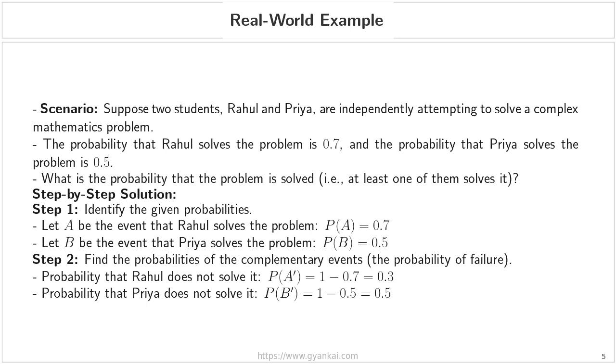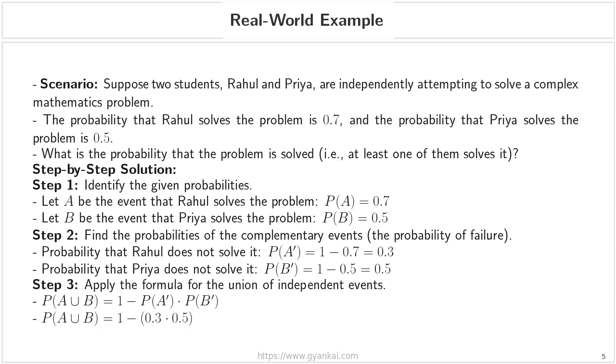Next, in step 2, we move to the complementary approach we derived earlier. Instead of looking at success, let's look at the probability of failure. We need to find the probability that Rahul does not solve the problem, which is the complement of A, written as P(A'). We calculate this by subtracting 0.7 from 1, giving us 0.3. Then, we find the probability that Priya does not solve it, which is the complement of B, or P(B'). Subtracting 0.5 from 1 gives us 0.5.